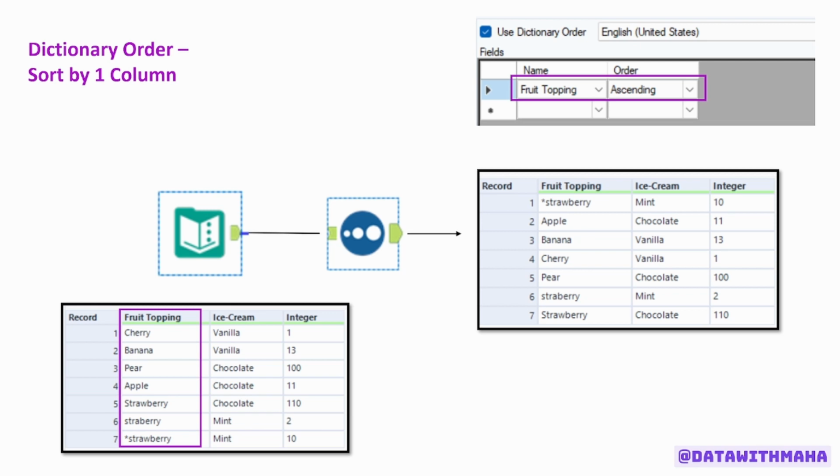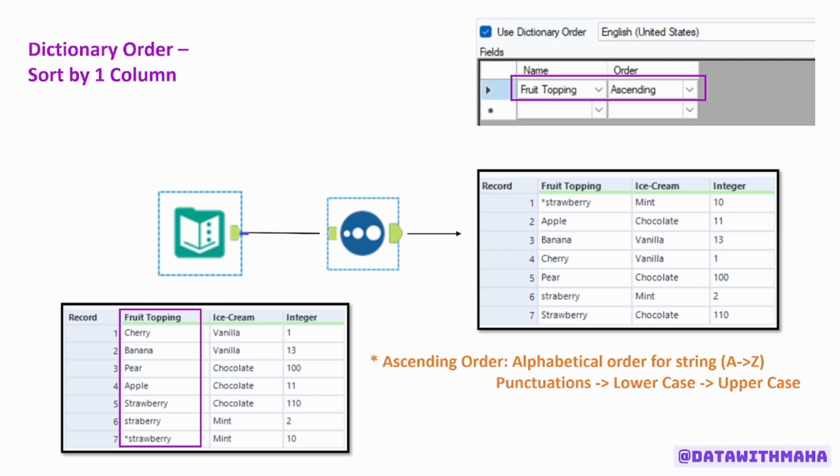The reason for this being is when we're doing ascending orders, for our string types, we're following a hierarchy, which is basically punctuations first, so that's why apostrophe strawberry comes in record 1. And then we have lower cases, and then we have upper cases if it starts with the same letter. And this again is done with dictionary order. And if we were to do descending order, it would just be from Z to A.